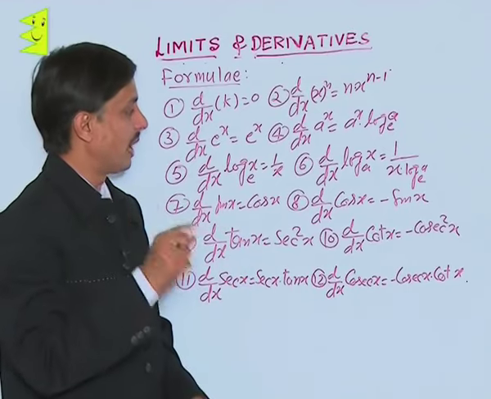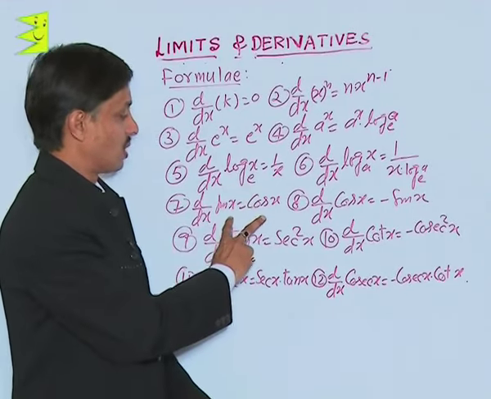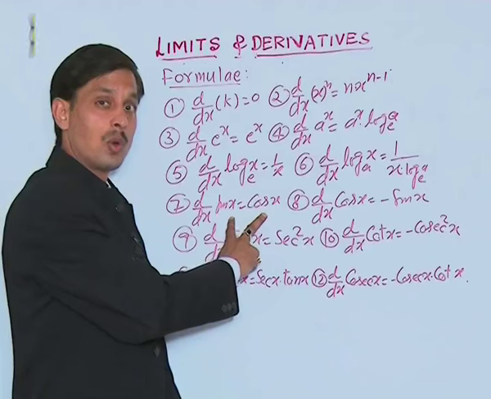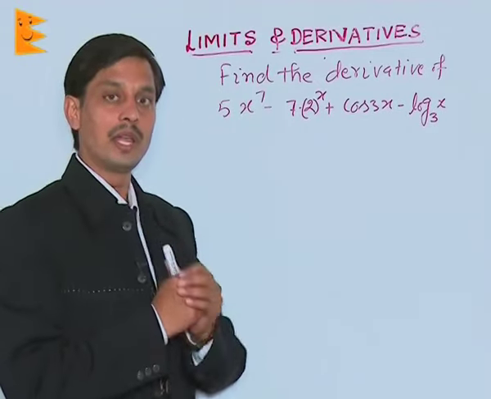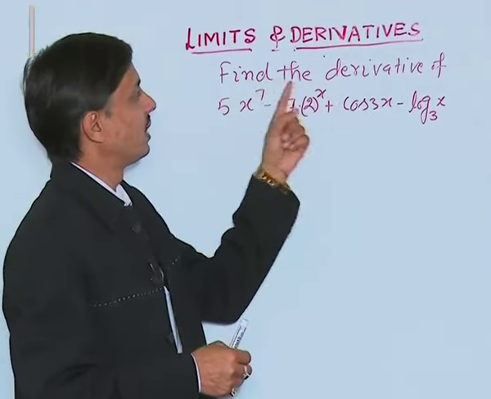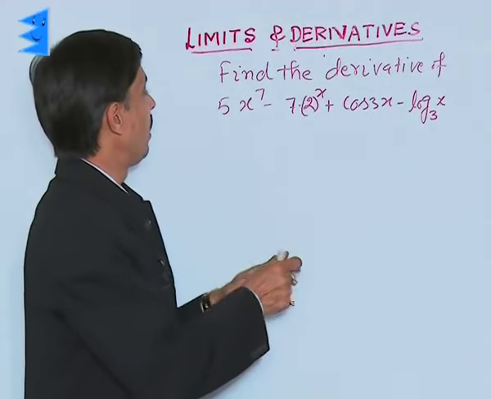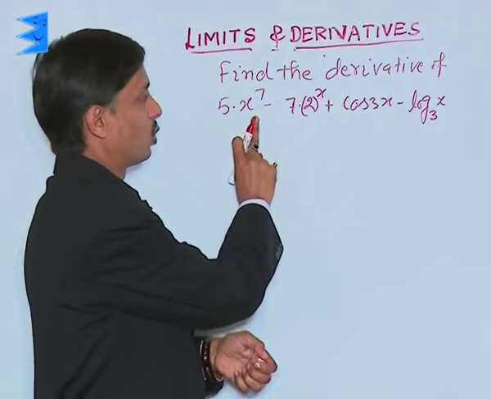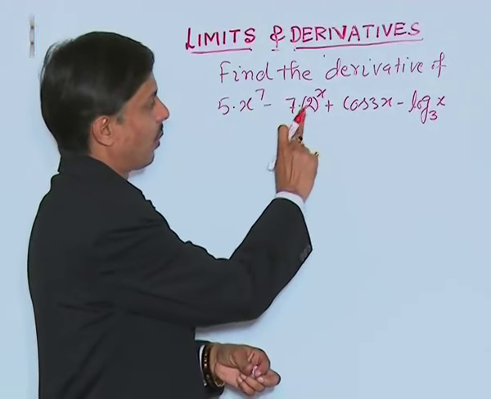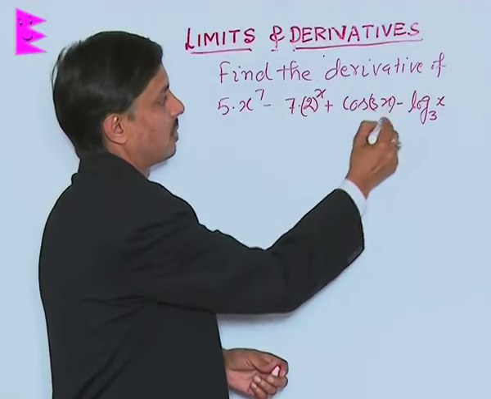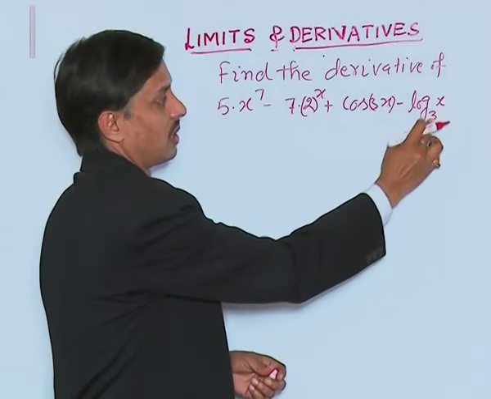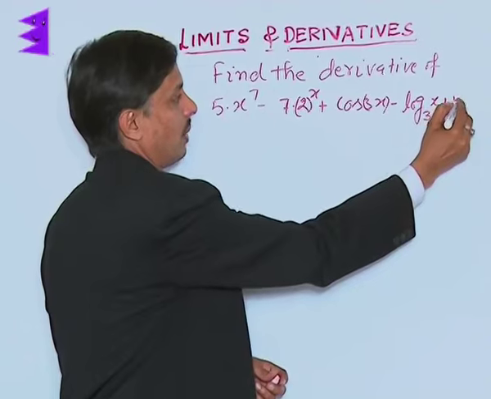Each of these results you can prove by using the first principle, as I have explained how the derivative of sin x equals cos x in my previous video. Now I am taking a problem. Find the derivative of 5 into x raised to the power 7 minus 7 into 2 raised to the power x plus cos of 3x minus log x under the base 3 plus 12.